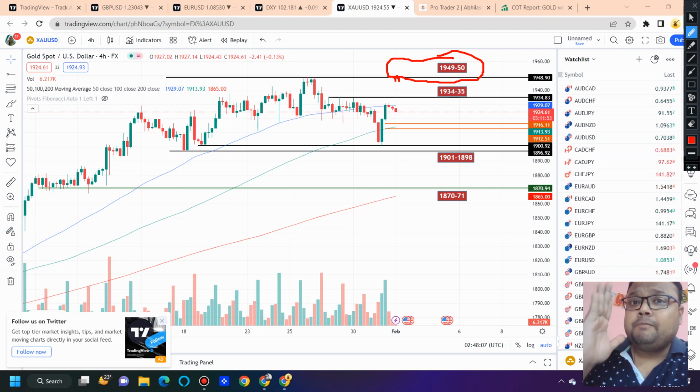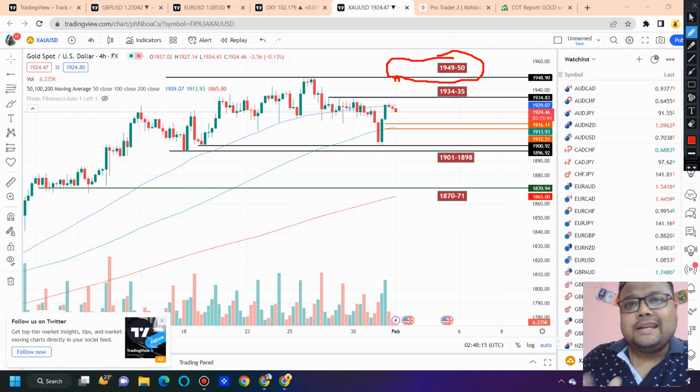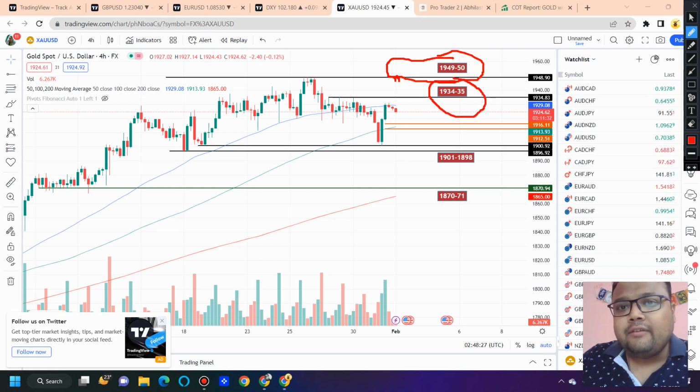Keep in mind, do not go heavy, because overall the trend of the market is towards the upside, and the institutions have also taken a buy position. So please be careful. If you take a sell position also, you can just go for a quick sell, that's it. On the other hand, we also have resistance around 1934 to 1935, but this is not a very strong resistance.